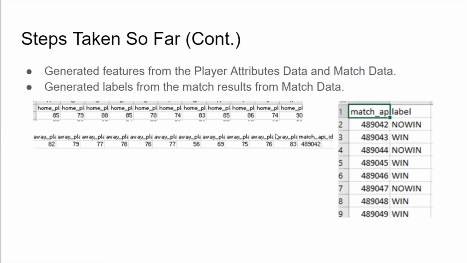Additionally, we also generated labels from the match results from match data. We created 2 labels, win and no win. Win is determined if the home team scores more goals than the away team. No win is determined if both teams score the same number of goals or if the away team scores more goals.